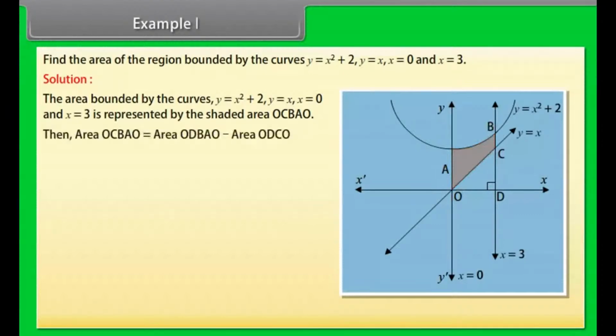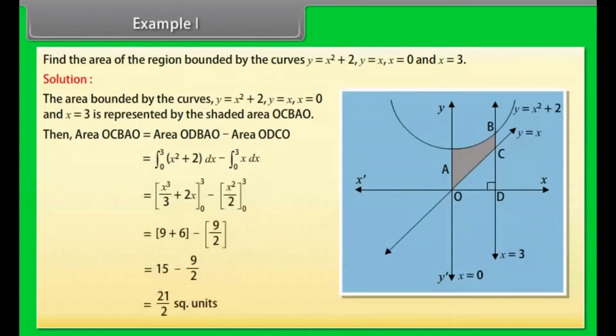Then area of OCBAO is equal to area of ODBAO minus area of ODCO. That is, integral from 0 to 3 of x square plus 2 with respect to x minus integral from 0 to 3 of x with respect to x. By solving, we get 21 upon 2 square units.